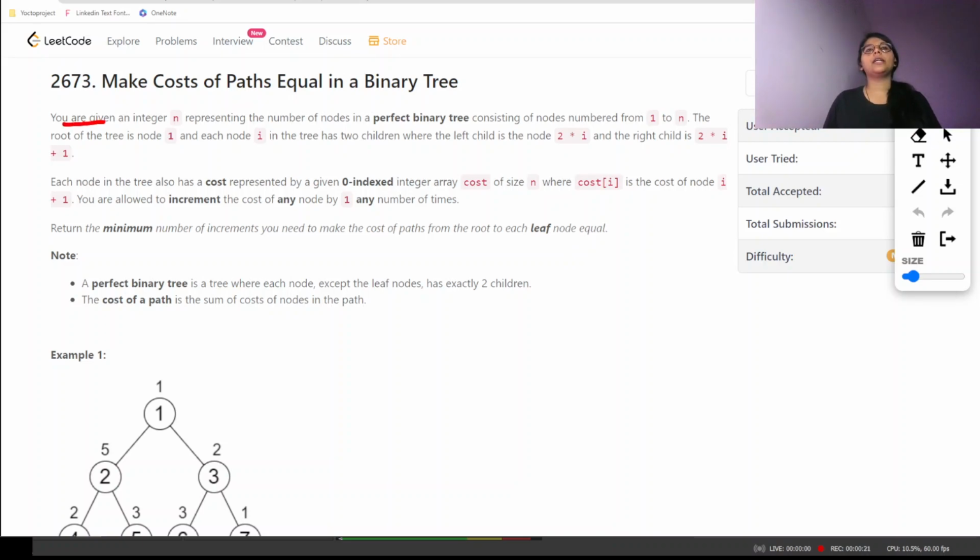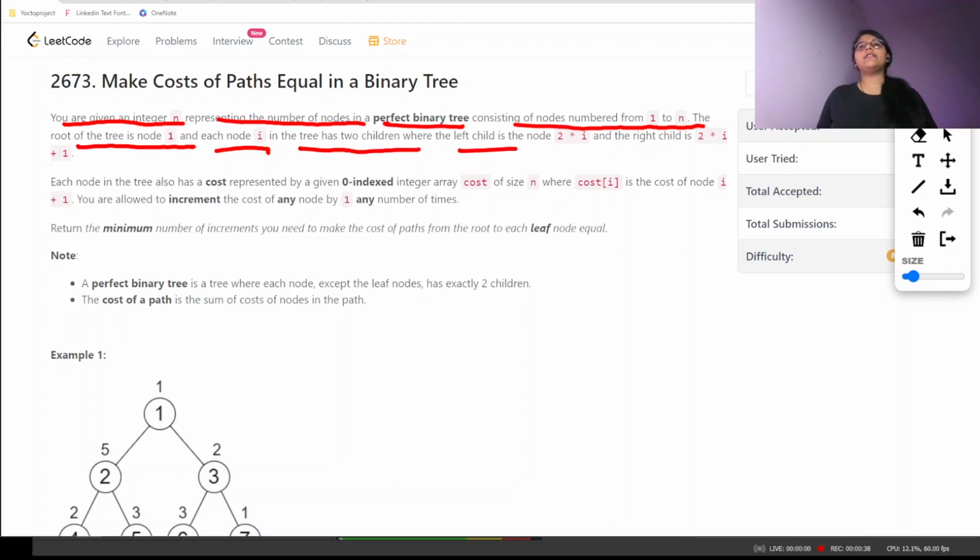So here you are given an integer n representing the number of nodes in a perfect binary tree consisting of nodes numbered from 1 to n. The root of the tree is the node 1 and each node i in the tree has two children, where the left child is 2 into i and the right child is 2 into i plus 1.